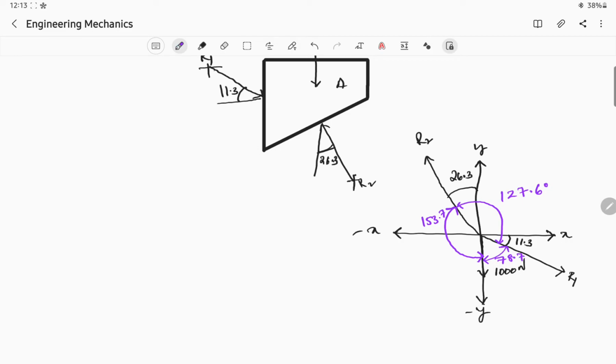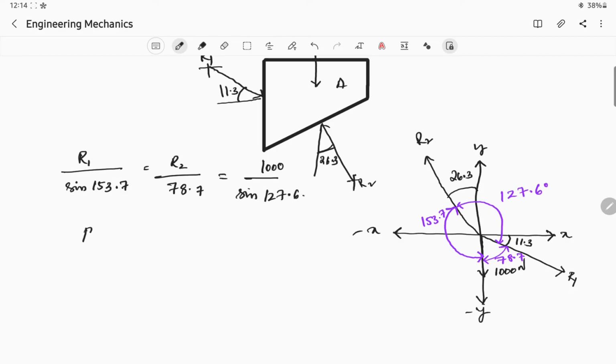So simply apply Lami's theorem here. R1 divided by sine of the angle between the other two forces, that is sine 153.7, is equal to R2 divided by sine of the angle between the other two forces, that is sine 78.7, which is equal to 1000 Newton divided by sine of 127.6 degrees.